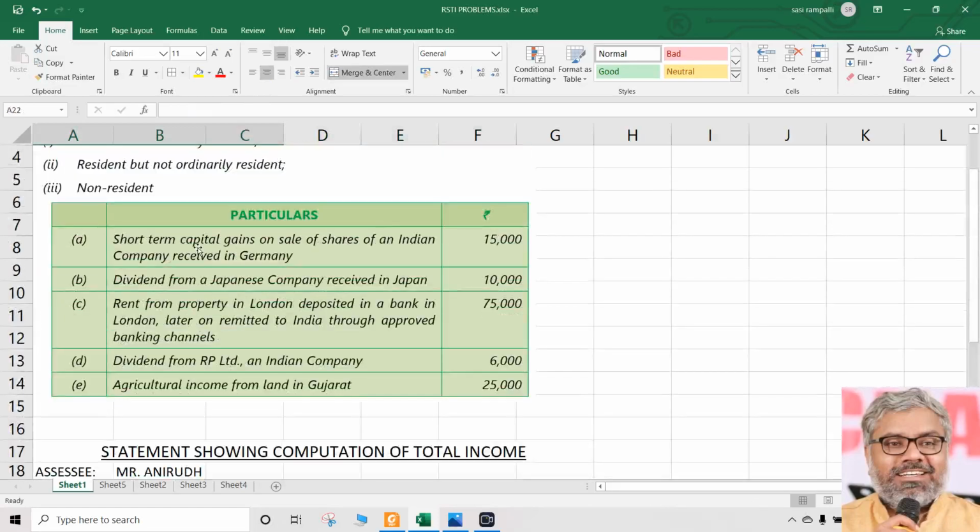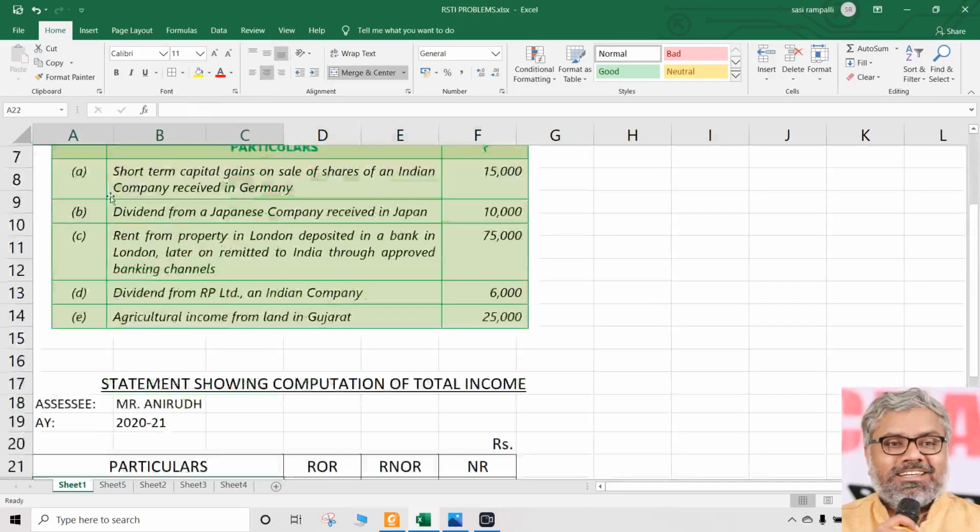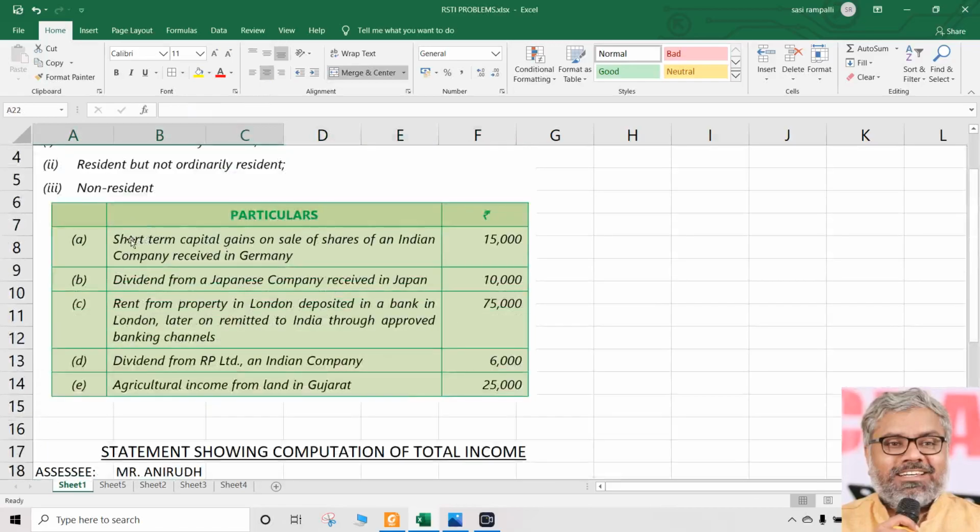Simply speaking, the particulars to be written here are the same things which are there. There is nothing new here. So what are the things, particulars, one by one you have to see. First point, short-term capital gains on the sale of shares of an Indian company received in Germany. So read it once again carefully. There is some short-term capital gain. We don't care short-term, long-term here. But on sale of what? Shares of an Indian company.